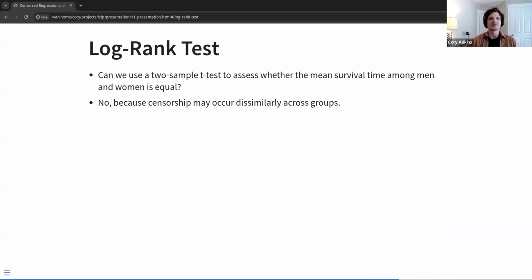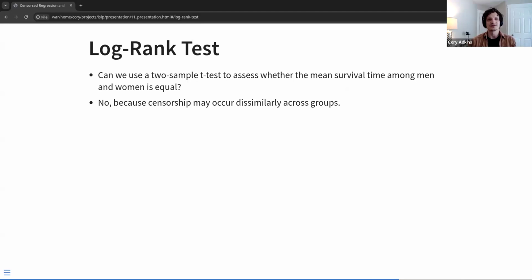In the cases where you have subgroups, and you're wondering whether there are meaningful differences in the rate of survival between the different subgroups, you run into similar problems with censorship. In this case, they're looking at differences between the survival rates of men and women.